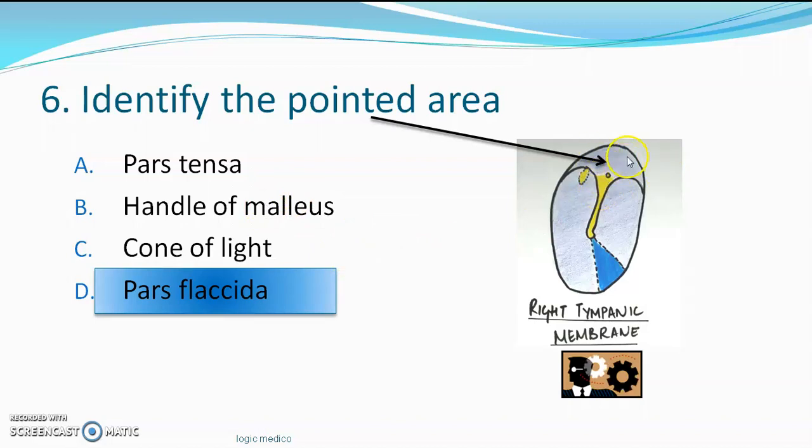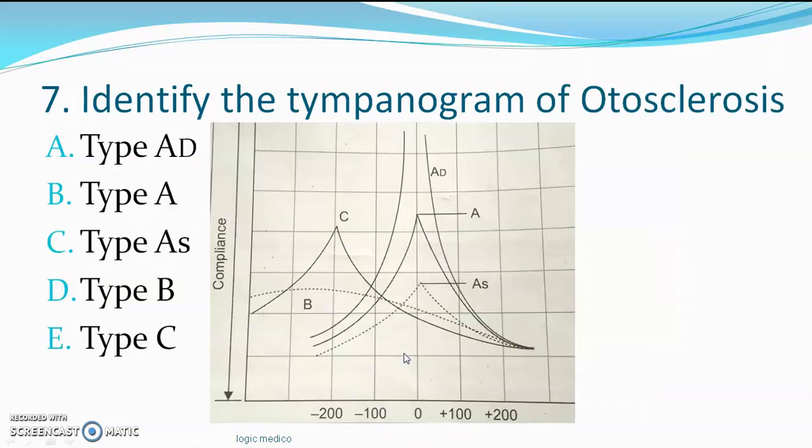This portion above the anterior and posterior malleolar folds, above the handle of malleus, is called pars flaccida. The rest of the tympanic membrane is called pars tensa. This yellowish colored area is the handle of malleus, and here in the anterior inferior quadrant we can make out the cone of light. Okay. Next question.